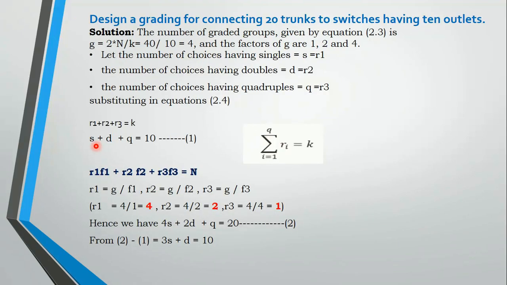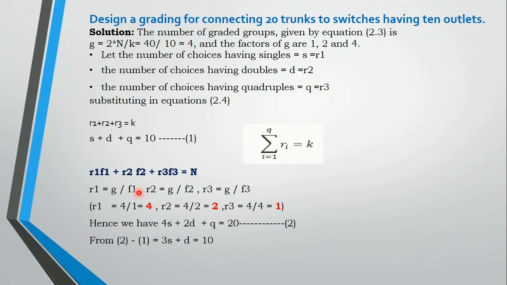According to this derivation, you need to write the same formula. The number of singles plus doubles plus quadruples is equal to availability. It may be R1 plus R2 plus R3 is equal to K, or S plus D plus Q is equal to 10. But how to include factors? You have a second formula, that is R1F1 plus R2F2 plus R3F3 is equal to number of trunks, that is 20. How to find R1? Because factors are known to you, factors are 1 to 4.